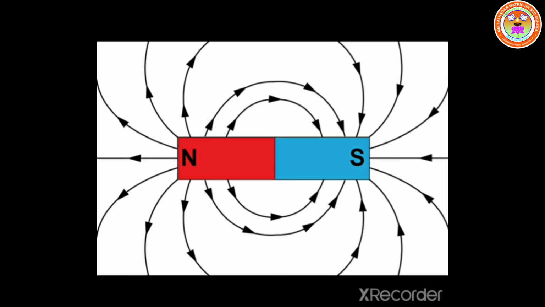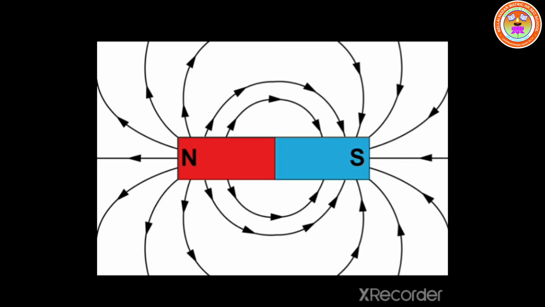In this space, we can feel the force of attraction or repulsion due to the magnet. This is invisible to the eyes, but we can feel the magnetic force. Thus, a magnetic field is the region around the magnet where its magnetic influence can be felt. Simply, the magnetic field is denoted by the symbol capital B and its unit is Tesla.